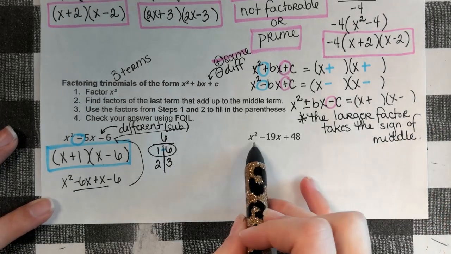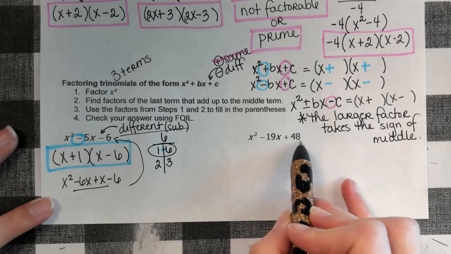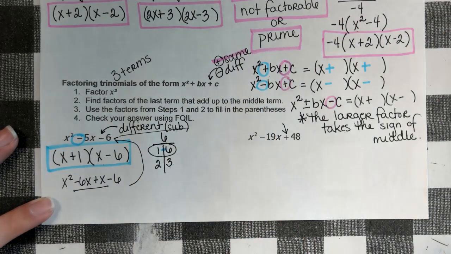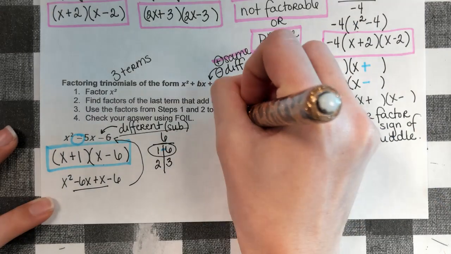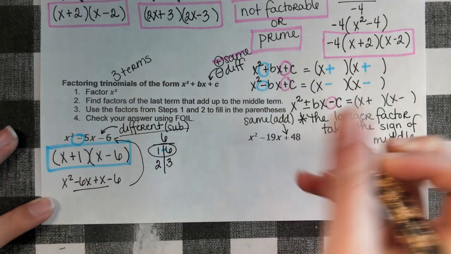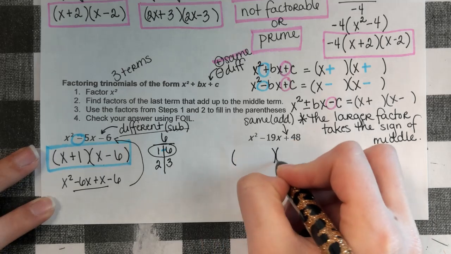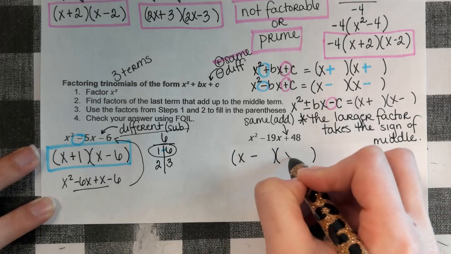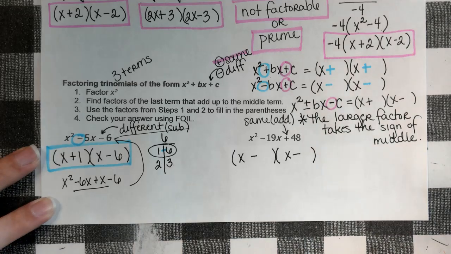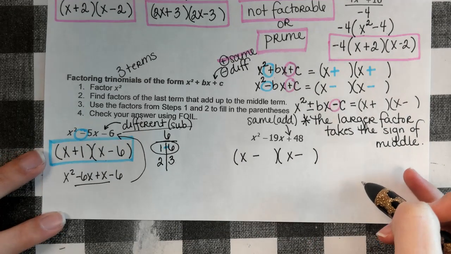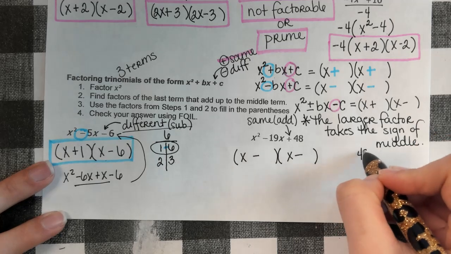Now, my next one, x squared minus 19x plus 48, I'm going to look at that last term. Are they the same or different? They're going to be the same because it's a plus, and so you add them. They're the same sign. They take the sign of the middle, so that means they're both going to be negative because my middle sign is negative.